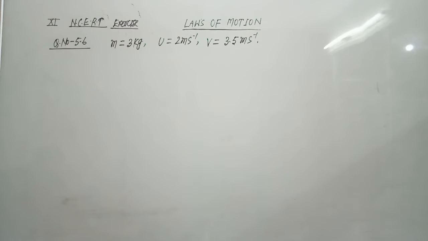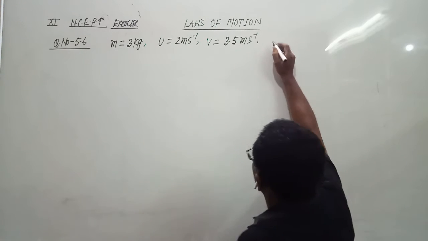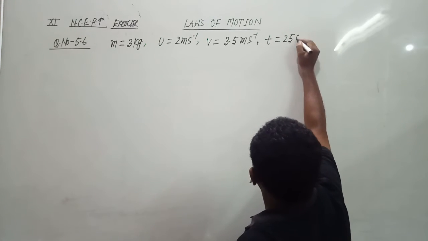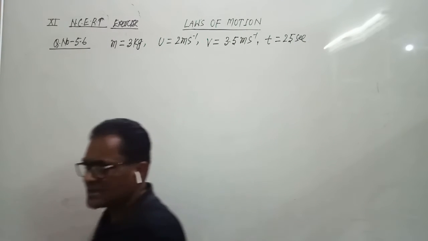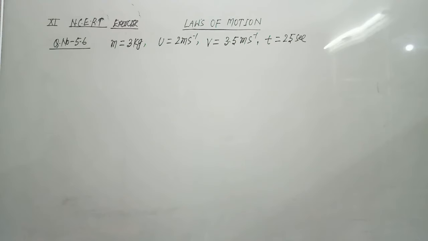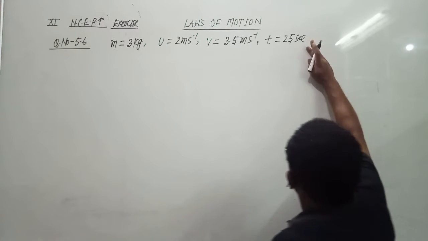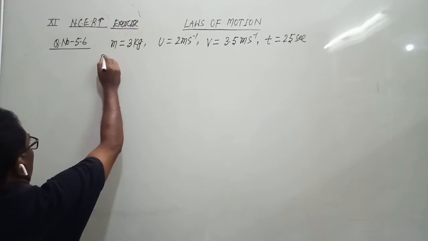The speed changes from 2 meter per second to 3.5 meter per second in time 25 seconds. We have given the time. The constant force acts on the body for time t equals 25 seconds, and the force remains unchanged. What is the magnitude and direction of the force? We have to calculate the magnitude and direction of the force.